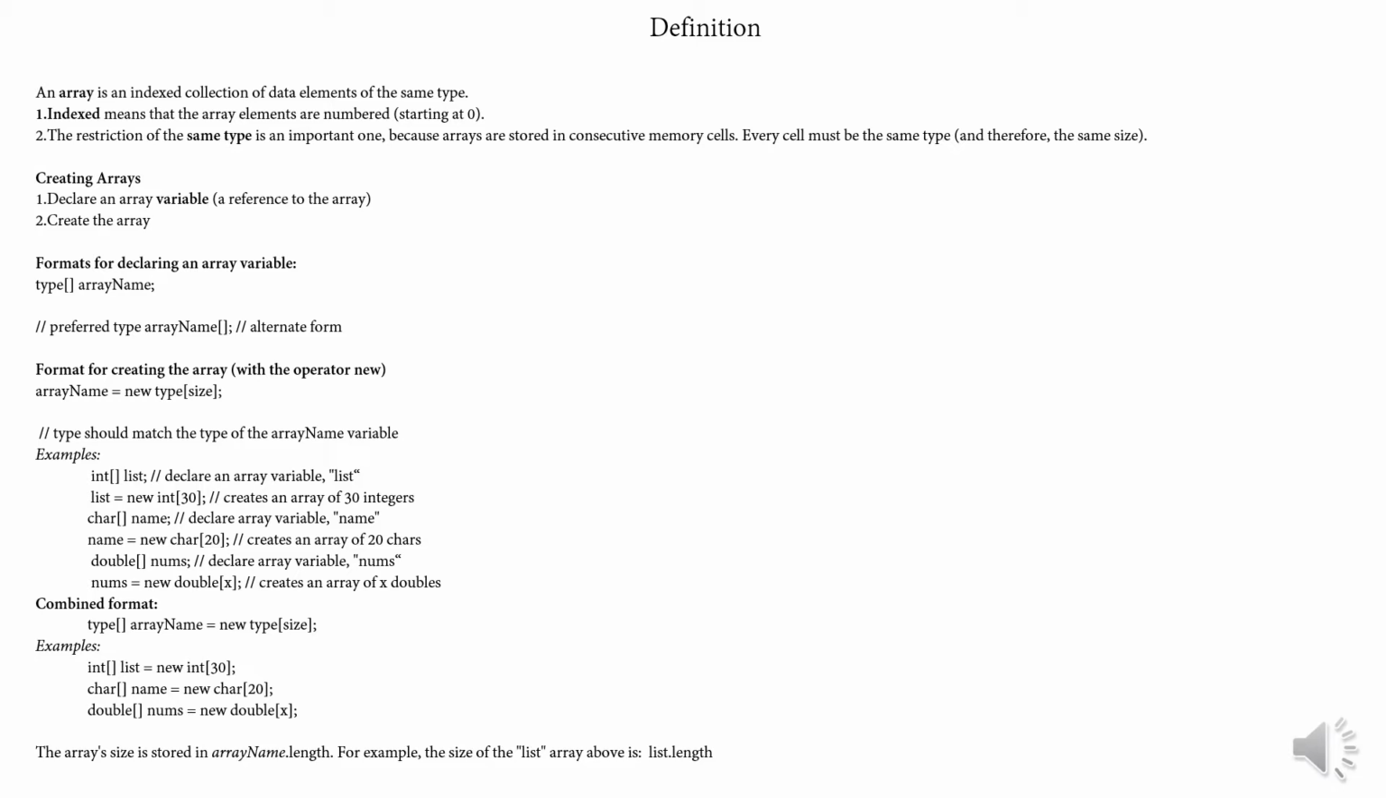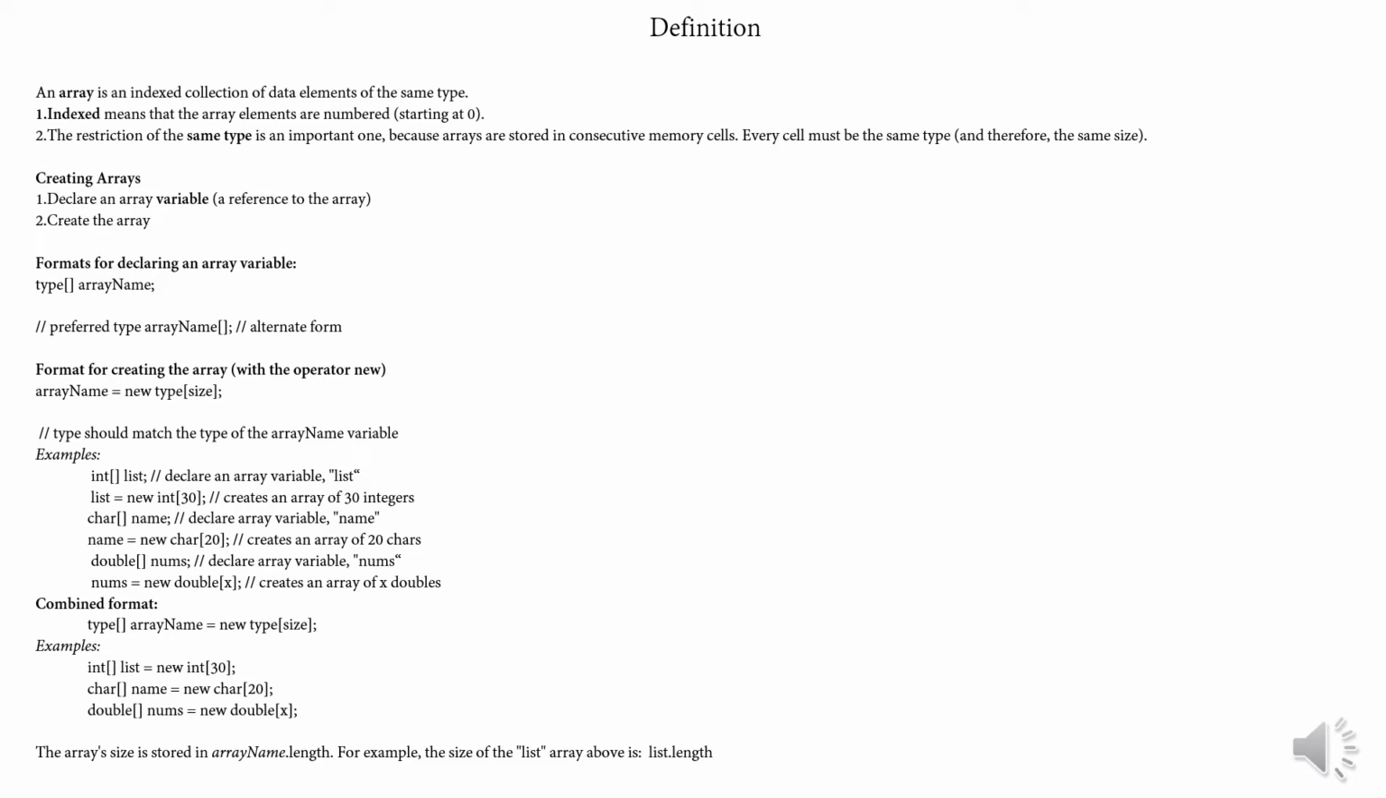So how can we create arrays? First, we need to declare an array variable, and then we need to create the array. How do we declare an array variable? The format for declaring an array variable is, as you see here, first the type, then the array name. So first you need to write the type of the elements of the array. If it's going to be integer, int, if it's going to be character, char, and so on. So that's how you can declare an array.